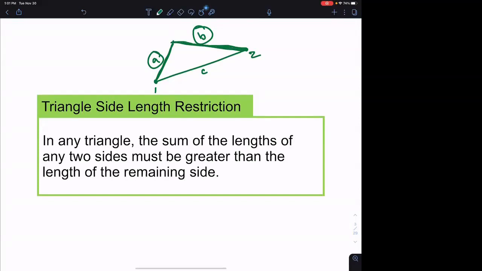Because you didn't go straight from 1 to 2, it's going to take longer. That means those sides have to add up to more than side C. And that's true no matter which ones you're talking about. And it's pretty commonsensical that it's going to take longer to go from one side to the other by going around the other two sides than going directly across. But that's what this states.